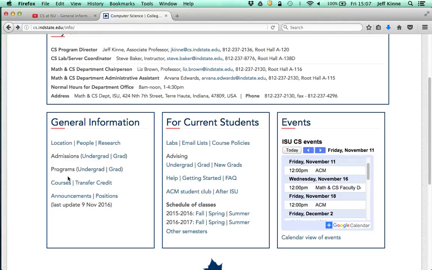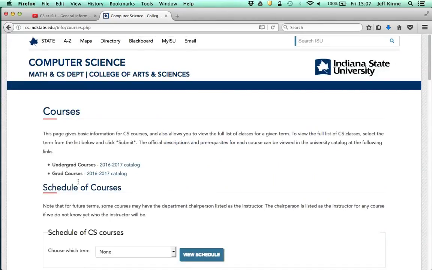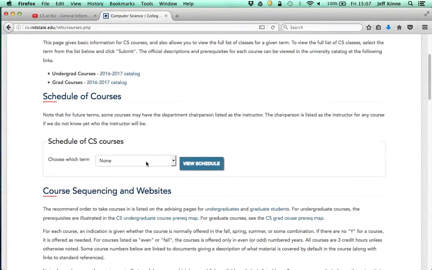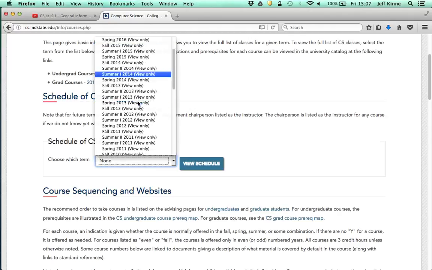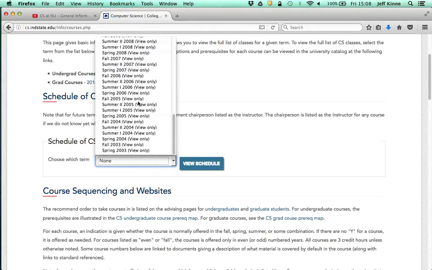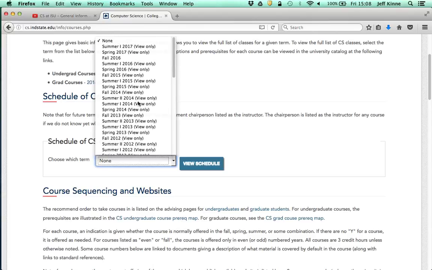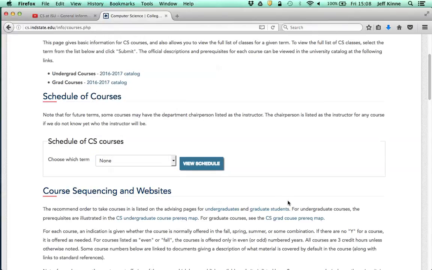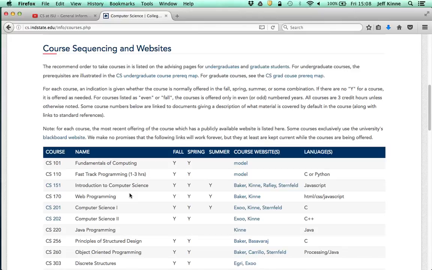If you want more information about specific courses, there's a link here to the list of courses in the official catalog. You can look at the schedule of CS classes going back a number of years to see when courses are normally offered. And you can see here the list of courses and course websites for ones that are publicly available, and a little bit about which programming languages are used.